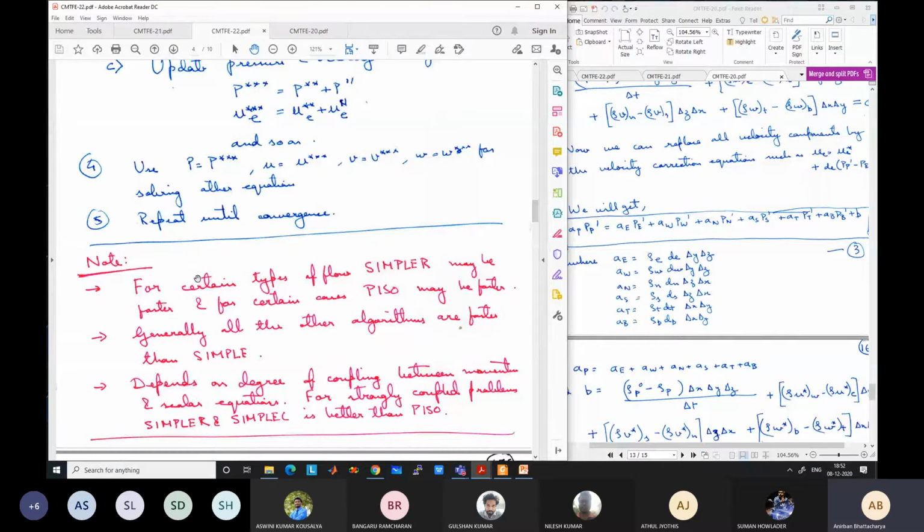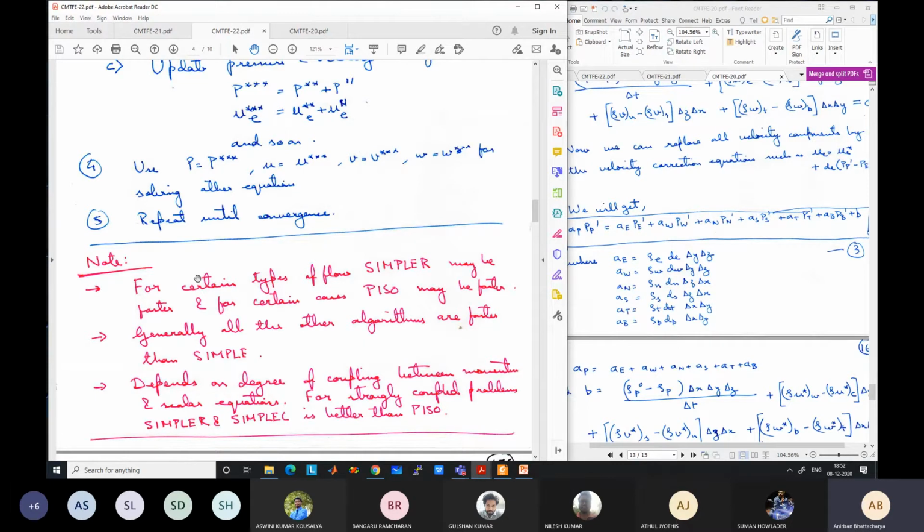For SIMPLE, say I need 0.5 second for one iteration, but for SIMPLER or PISO, instead of 0.5, I need 0.8 second for one iteration. So 60% more time is required for one iteration. However, SIMPLE gives convergence in 500 iterations, whereas SIMPLER gives convergence in 200 iterations. So the total time required for SIMPLE will be 500 into 0.5, so 250 seconds, whereas for SIMPLER it will be 200 into 0.8, so 160 seconds.